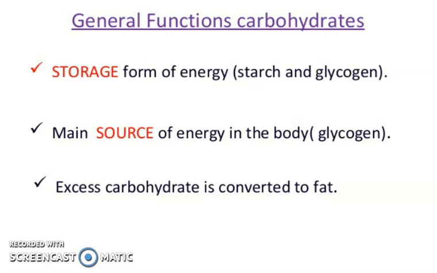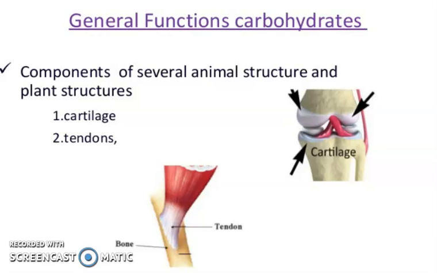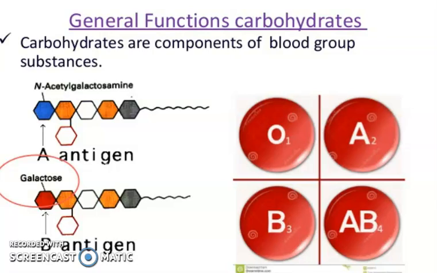Now friends, general functions of carbohydrates: storage form of energy, starch and glycogen; main source of energy in the body, glycogen; excess carbohydrate is converted to fat. Structural basis of many organisms: cellulose of plants, exoskeleton of insects, cell wall of microorganisms. Component of several animal and plant structures, cartilage and tendons. So carbohydrates are components of blood groups, substrates, you see, antigens.